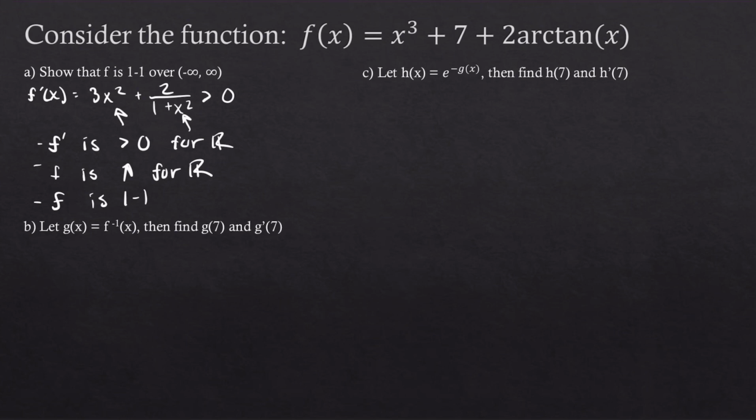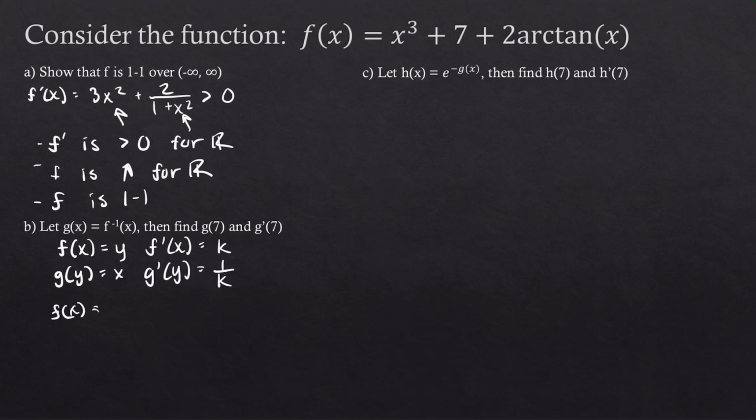Alright, and for part 2, we're going to find the g of 7 and g prime of 7, which are technically the inverse. So I'm going to set up this format that I like to follow. So I know that f of x will be y, and then g of y will be x. Then f prime of x will be some number k, and then g prime of y will be 1 over k. So to find g of 7 is that y value, so f of x is equal to 7.